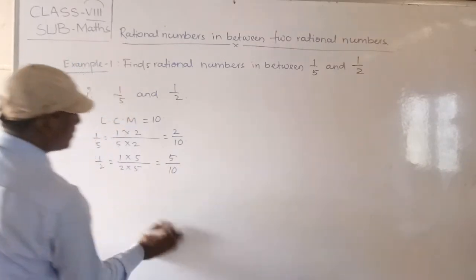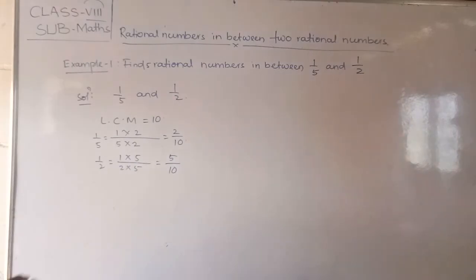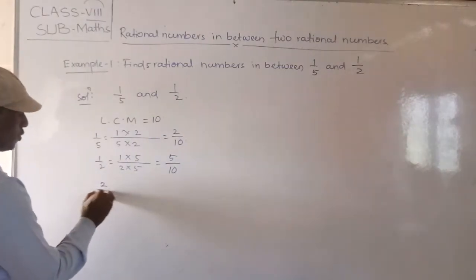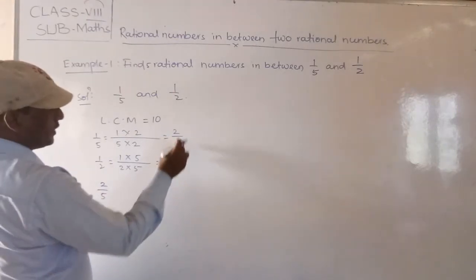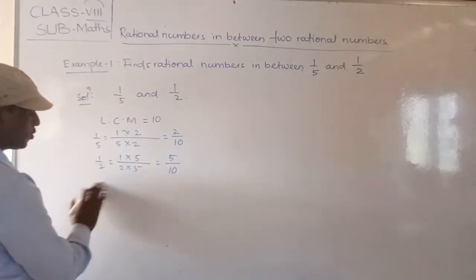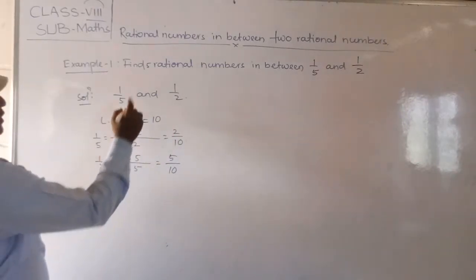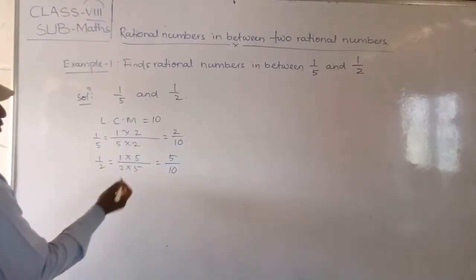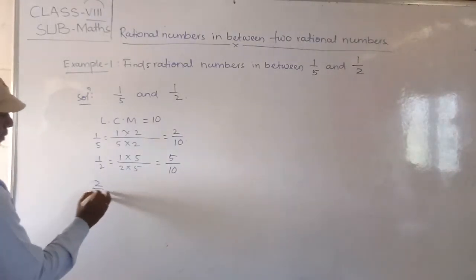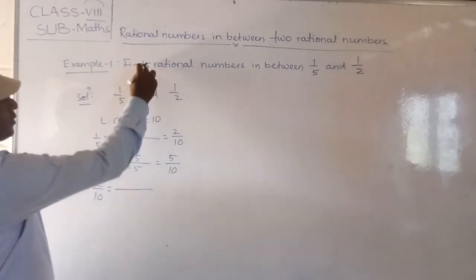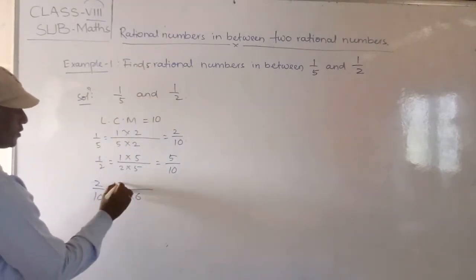Now students, observe. 5 rational numbers are asked of you, but here we have 2 by 10 and 5 by 10, and between 2 and 5 only 3 numbers will be there. So what you have to do is multiply again by one more. How much to multiply? Take the number given, 5, plus 1, so multiply by 6. No problem. 2 by 10 becomes 2 into 6 by 10 into 6.